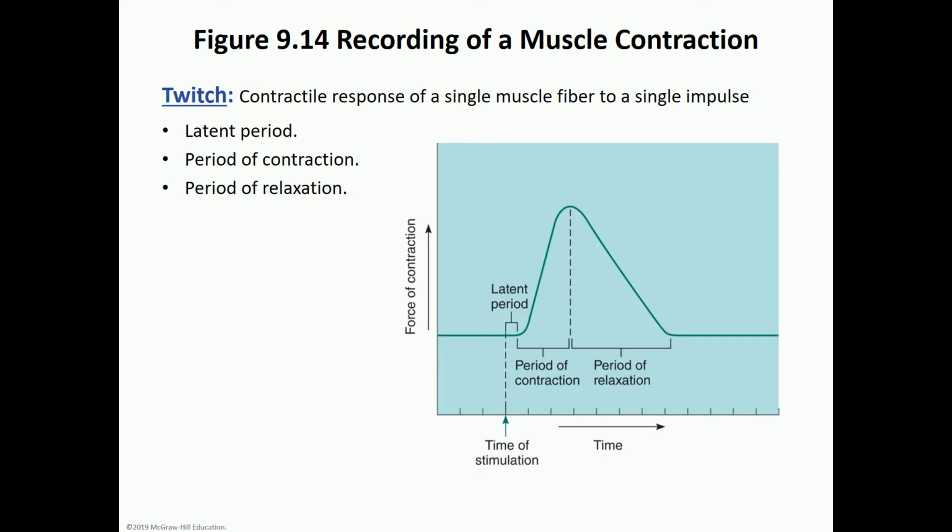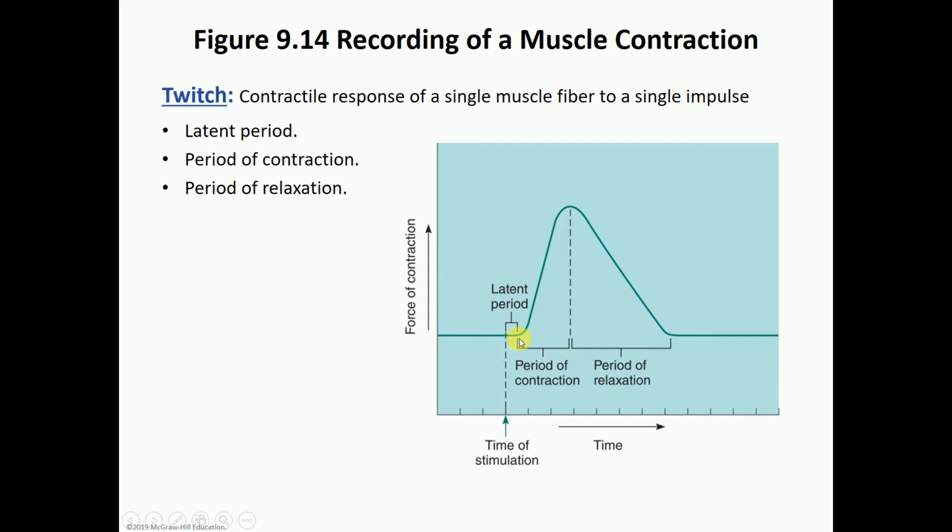So this is what a muscle twitch would look like. If we isolated one muscle fiber, stimulated it, so gave it a little bit of electricity, and recorded what is going on in that muscle fiber, we get what is known as a muscle twitch. So the twitch is basically the contraction of one single muscle fiber. And so let's take a look at what we're looking at. We are plotting time against the force of contraction. So this is when the stimulus was applied.